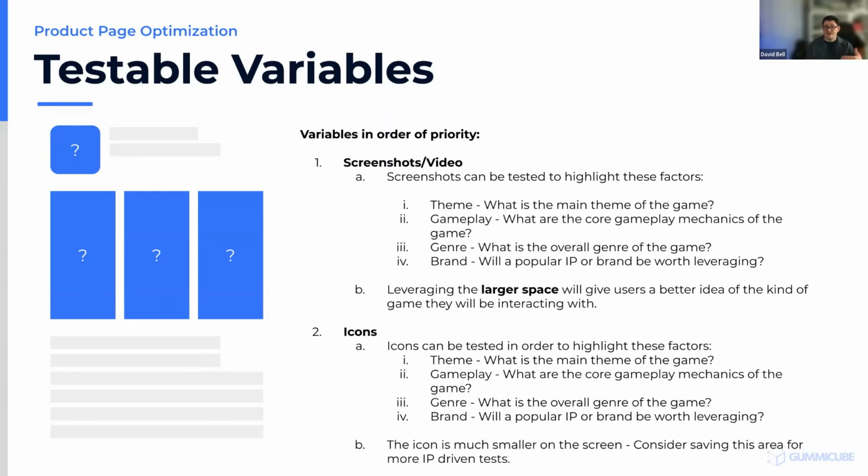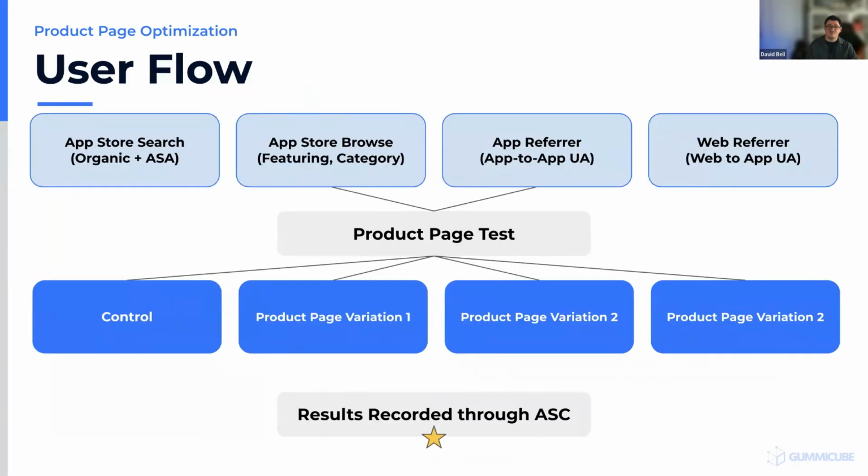And we're going to look at different themes. We're going to look at gameplay if you have a game. We're going to look at genre. We're going to look at brand and how we can leverage that as part of A/B testing. We're also going to really leverage the larger space that's available to give users a better idea of the kind of product or game that they're going to be interacting with. From an icon standpoint, we're going to really leverage this opportunity to understand how can we get better conversion in a search result, as well as on a product page with your icons. And I think that's very important as well.